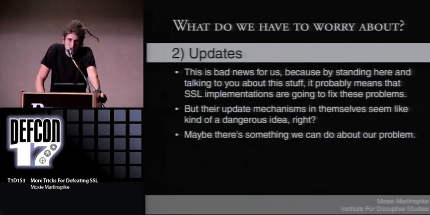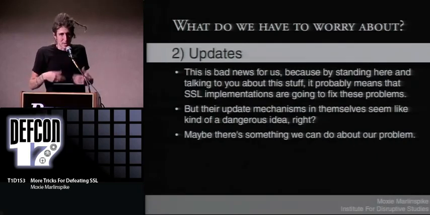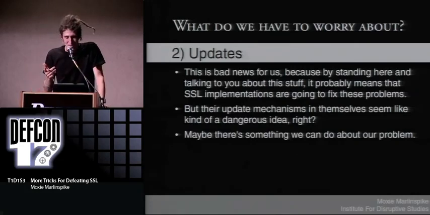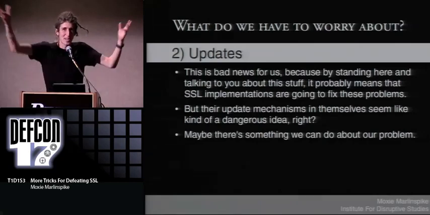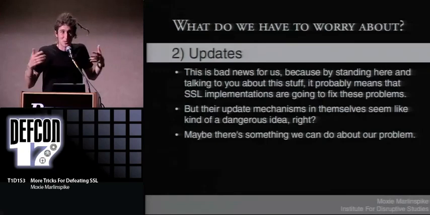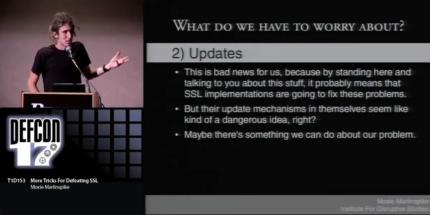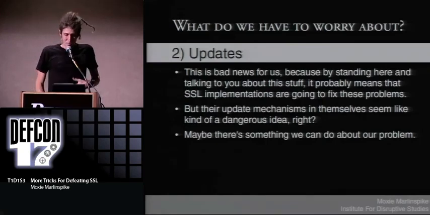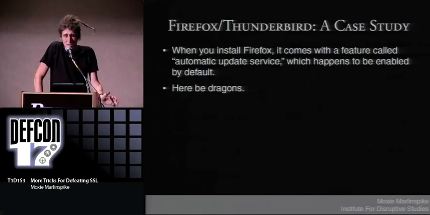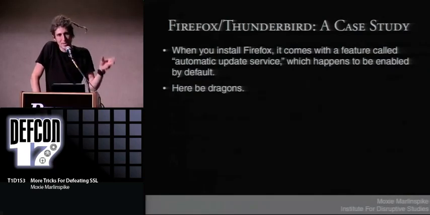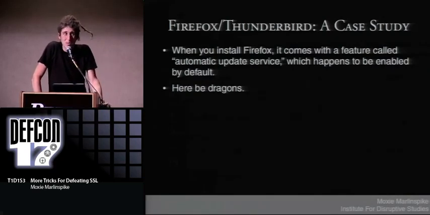So this is bad news for us, right? Because that means that things get patched quicker. There's a lower window for attacking software. But it also seems like their update mechanisms might be kind of a dangerous idea, right? You have software out there that's just connecting somewhere and downloading other stuff and just running it, right? So maybe there's something we can do about our problem. So let's look at the Mozilla system. When you install Firefox or Thunderbird or any of the Mozilla products, it comes with a feature called Automatic Update Service. And that's enabled by default.